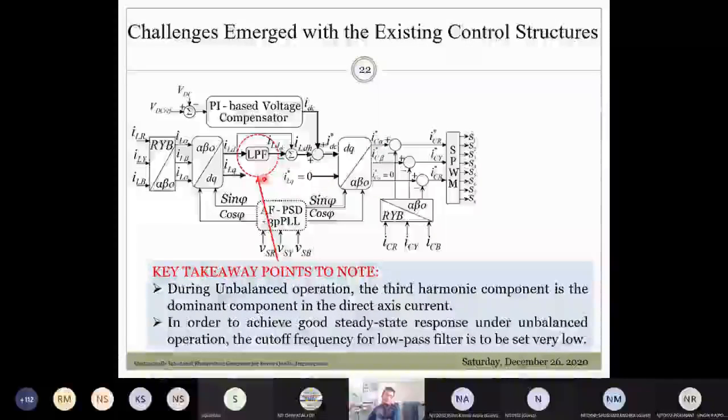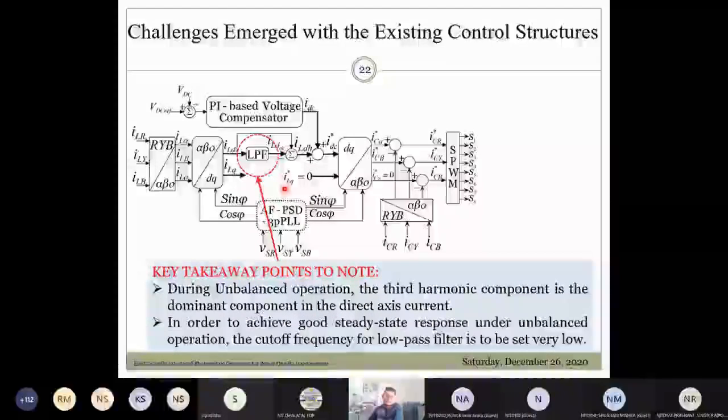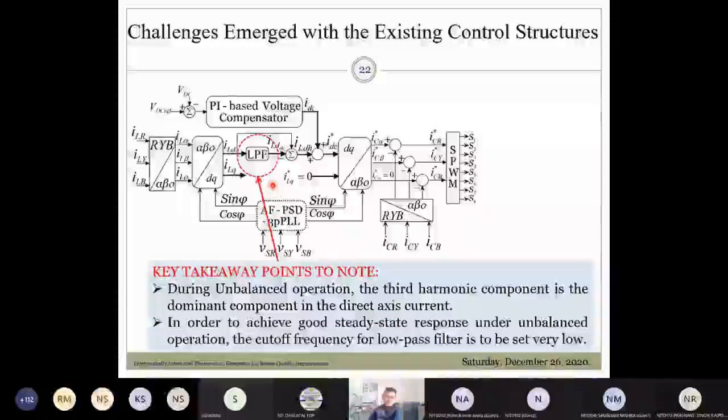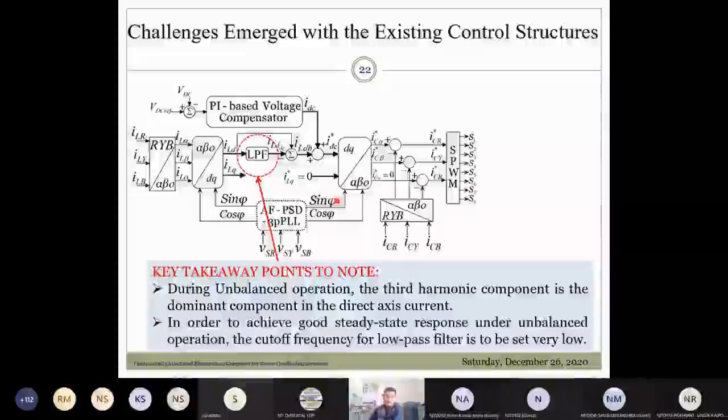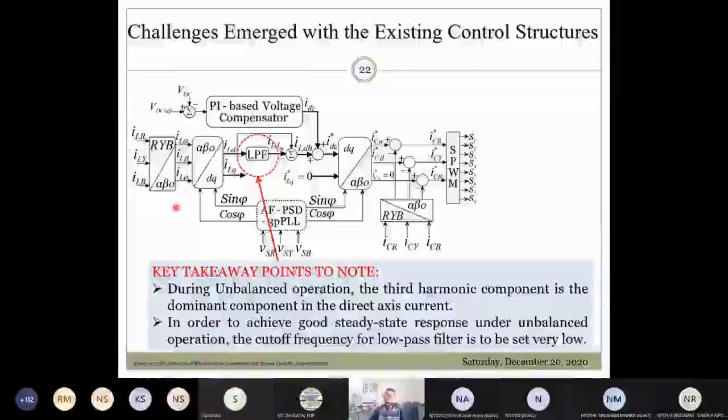Now this synchronous reference frame theory works absolutely fine during steady state operation. However, when the loads are unbalanced or when the input load current signal is contaminated with harmonics, the third order harmonic component would be the dominant component. So before I talk about the issues with this SRF theory, let me spend a few minutes on the need to convert these three-phase instantaneous voltages or currents into a DQ or synchronously rotating DQ reference frame.